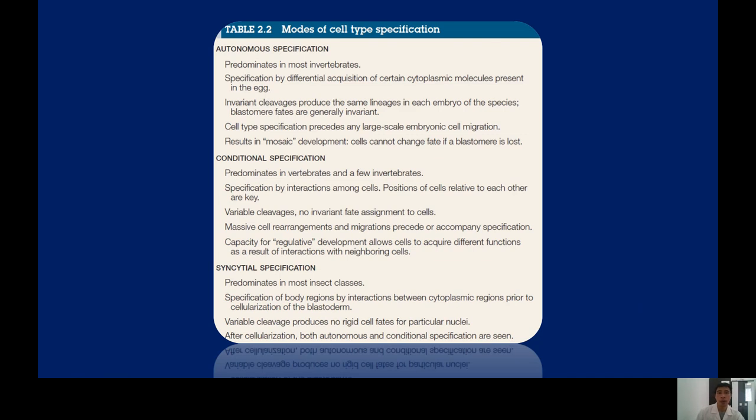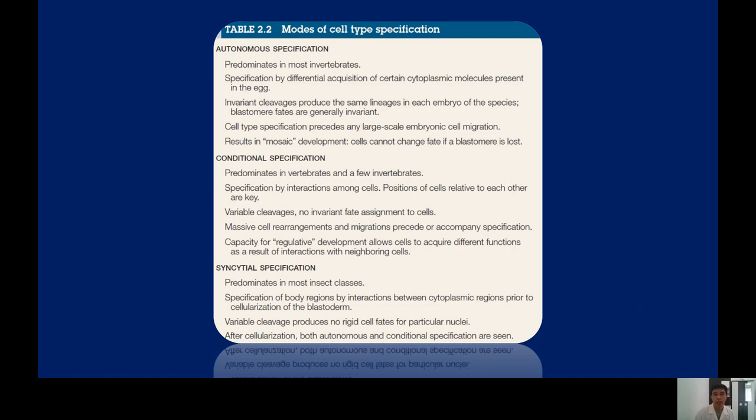And the conditional specification is predominantly found in vertebrates and only a few invertebrates. It is specification by interactions among cells. So the autonomous is specification by differential factors or certain cytoplasmic molecules present in the eggs, but the conditional is conditioned by interactions. It depends on the interactions among the cells or among the nuclei.